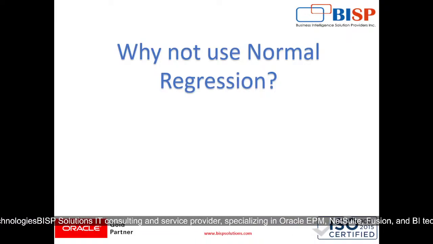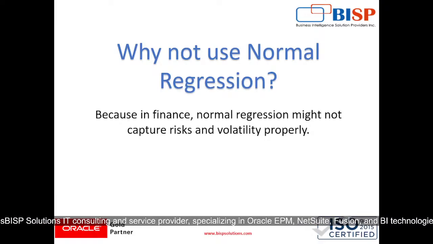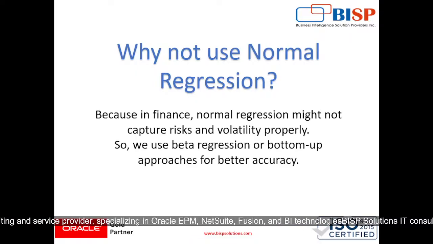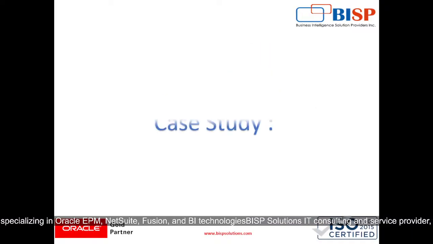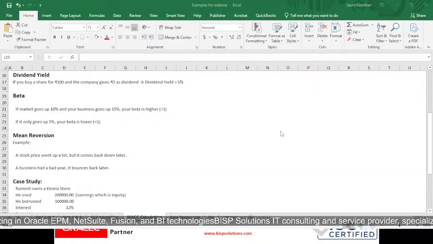Then why not use normal regression? Because in finance, normal regression might not capture risk and volatility properly. So we use beta regression or the bottoms up approach for better accuracy, right? Then comes our case study for the same, right?